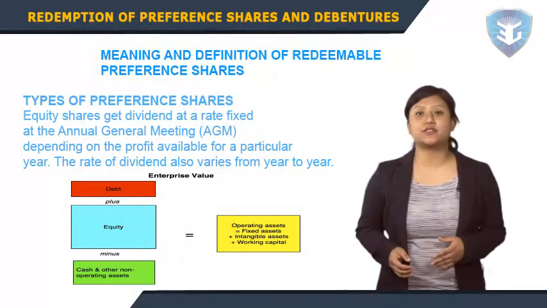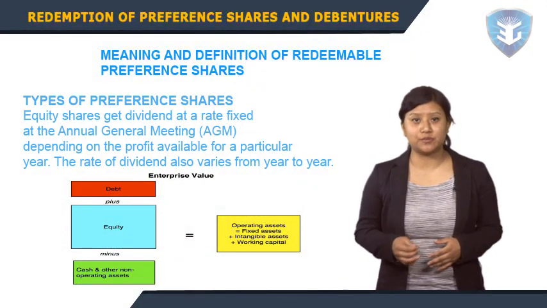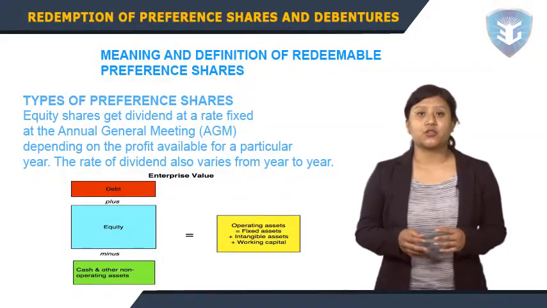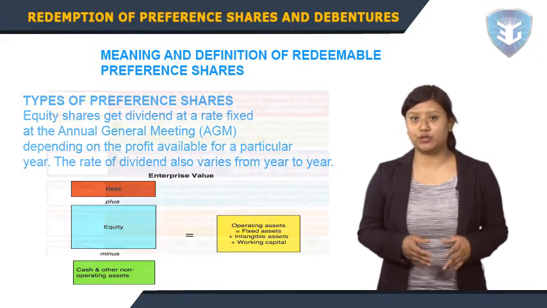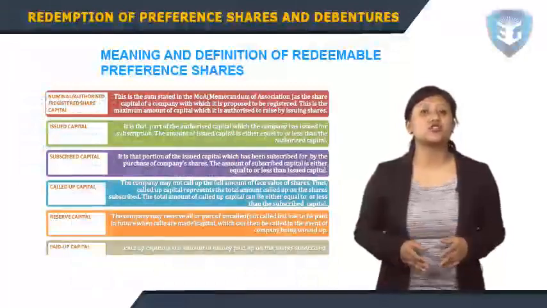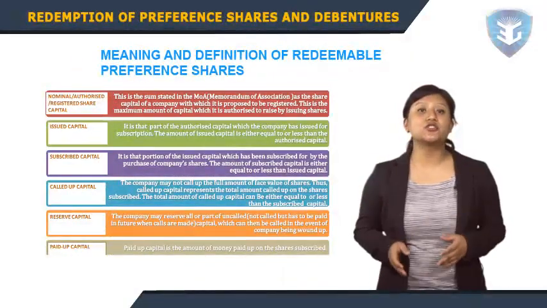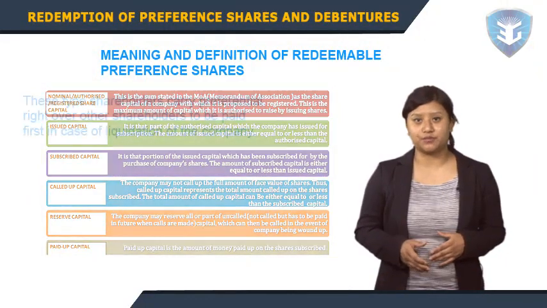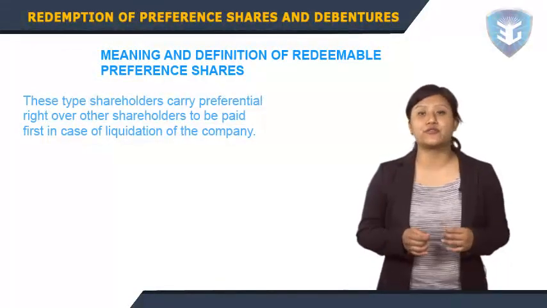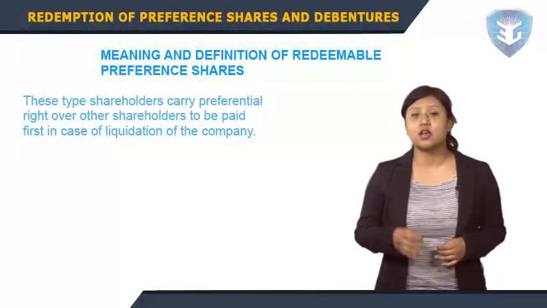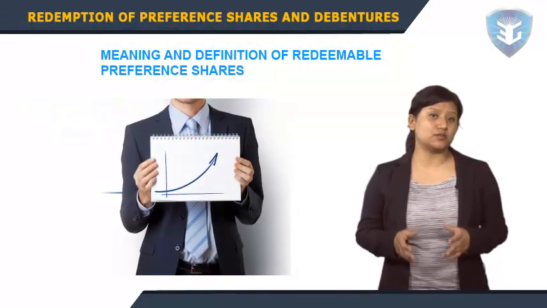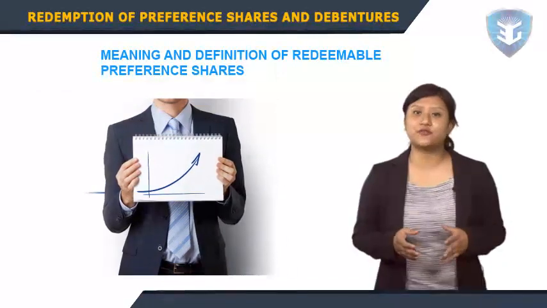Equity shares get dividend at a rate fixed at the annual general meeting (AGM) depending on the profit available for a particular year. The rate of dividend also varies from year to year. The preference shareholders contribute capital to the company. They are assured of a preferential dividend at a fixed rate during the life of the company. These shareholders carry preferential right over other shareholders to be paid first in case of liquidation of the company. Companies use this mode of financing as it is cheaper than raising debt.